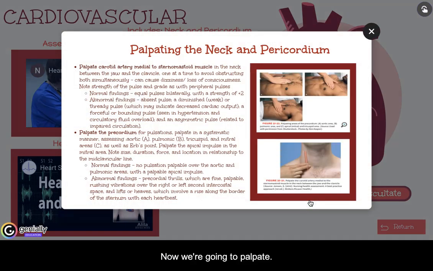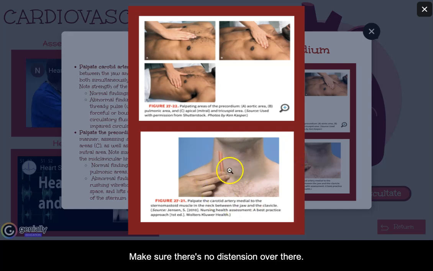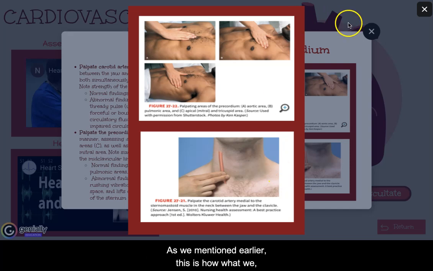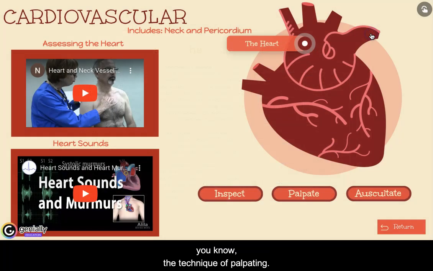Now we're going to palpate. What do we palpate for? We palpate the carotid artery, medial to the sternomastoid, right here. We're going to palpate the carotid artery, sternomastoid muscle in the neck between the jaw and the clavicle, one at a time. Then we're going to palpate the pericardium for any pulsations, palpate in a systematic way. And then you're going to palpate the jugular vein, make sure there's no distension over there. And as you're doing the carotid arteries, make sure you do it one at a time, as we mentioned earlier. This is the technique of palpating.